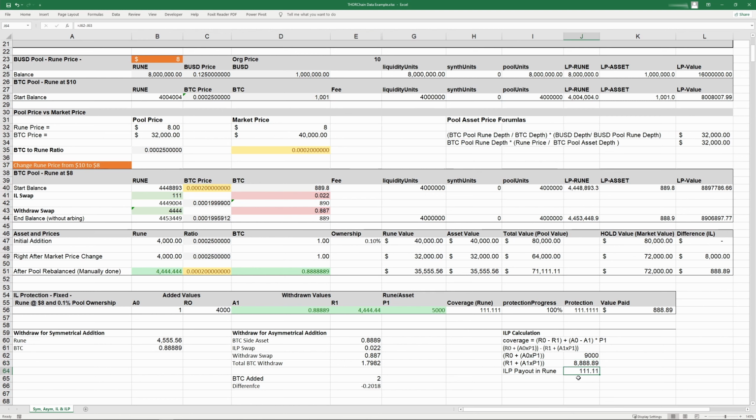So therefore we have a shortage of Rune of about 111 Rune, and that's what your entitlement's going to be in your impermanent loss protection. Of course, when you times that by the current price being 8, you get approximately $888, which is that deficit here as being a liquidity provider.